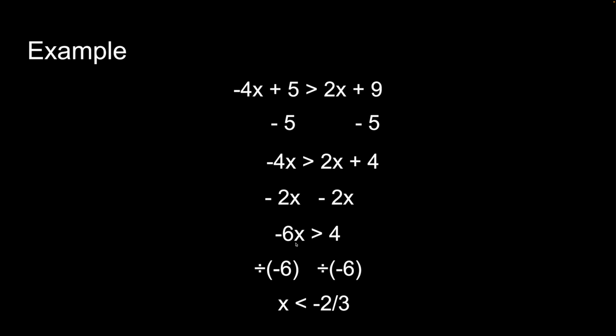Now to isolate this x, we need to divide both sides of this inequality by negative 6. But because we are dividing by a negative number, you also need to flip the direction of the inequality. So instead of the sign being a greater than sign, it's going to be a less than sign. Negative 6 divided by negative 6 is 1, and 4 divided by negative 6 is negative 2 over 3. So our answer to this inequality is that x is less than negative 2 over 3. So this inequality is true when this condition is met.